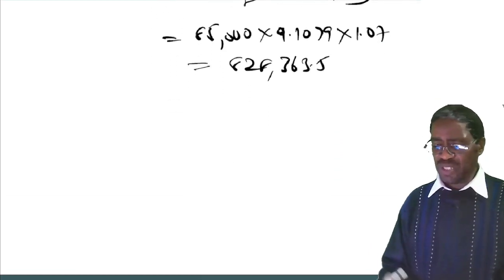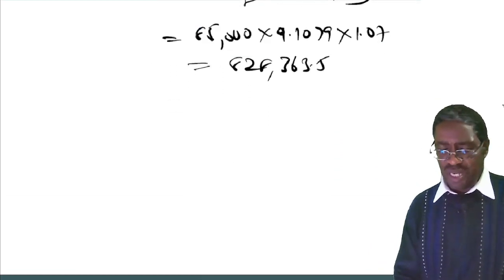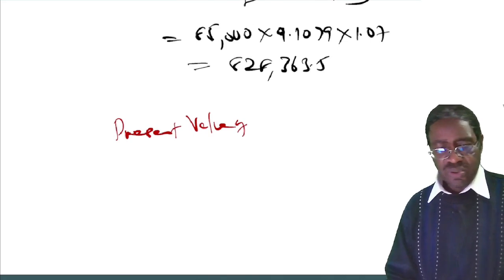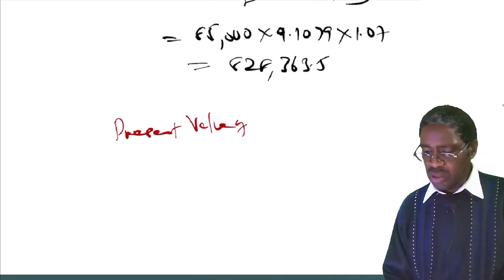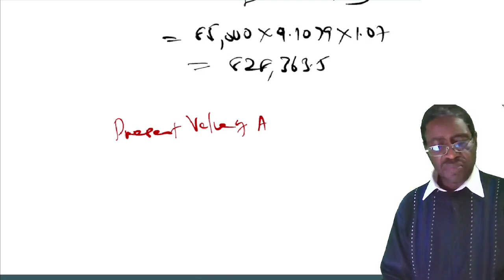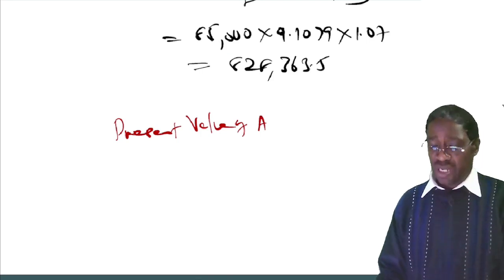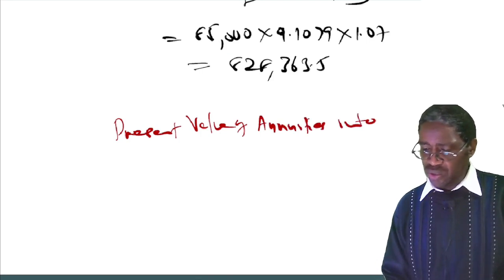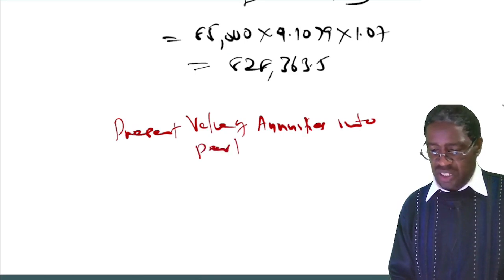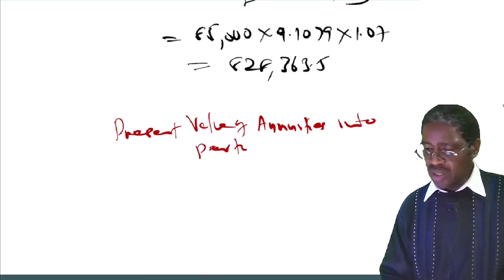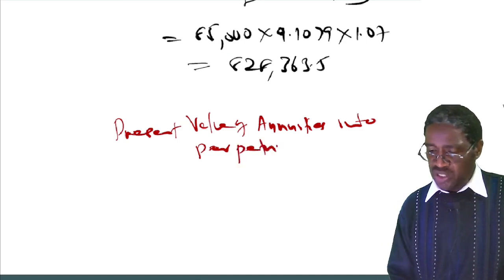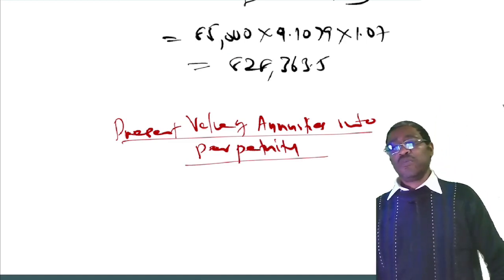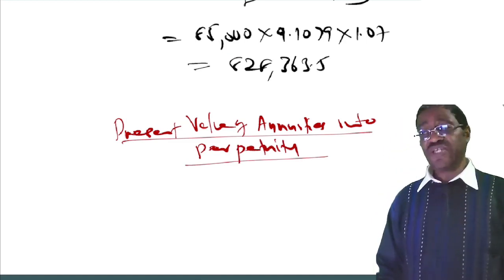So maybe you can put down the subtopic first. Put down the subtopic: present value of annuities into perpetuity. So put down the formula. I put down the subheading: present value of annuities into perpetuity.